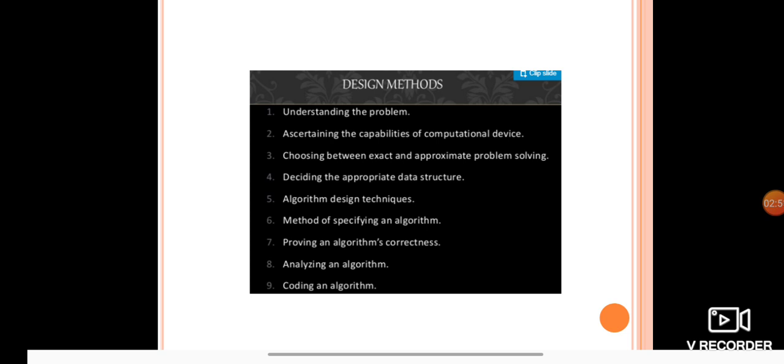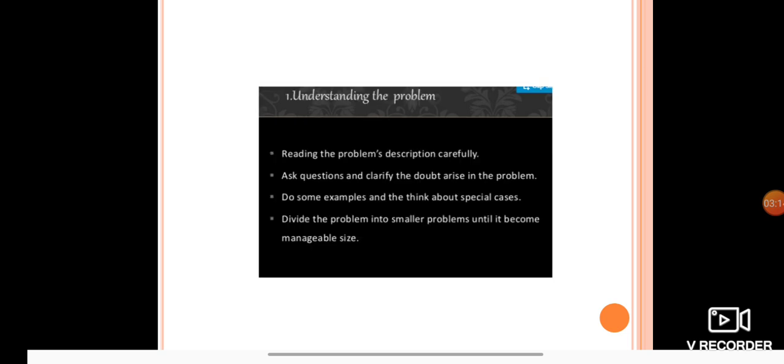Next is deciding the appropriate data structure. Next is algorithm design techniques. And next is method of specifying an algorithm. Next is proving an algorithm's correctness. Next, analyzing an algorithm. And last is coding an algorithm.